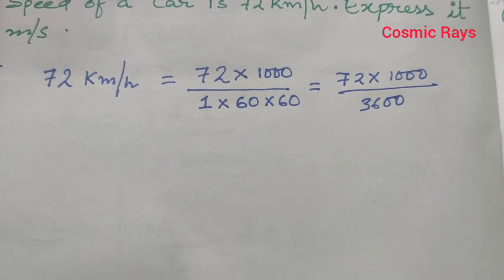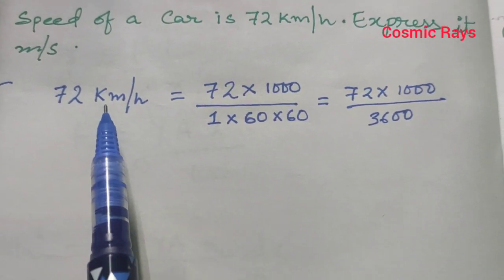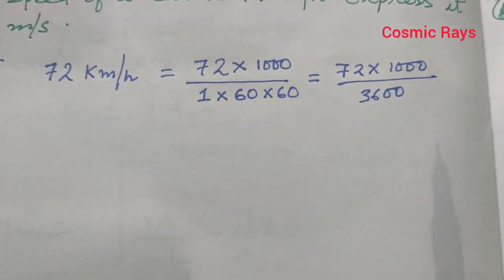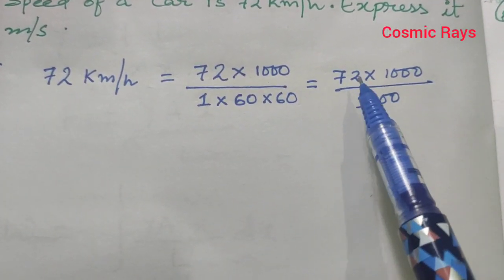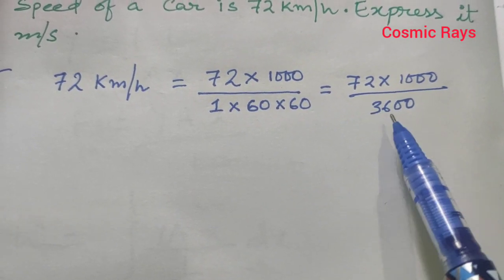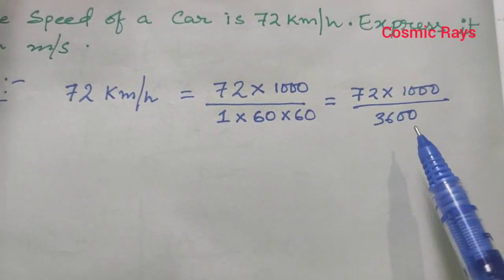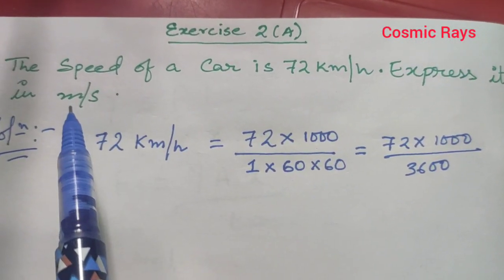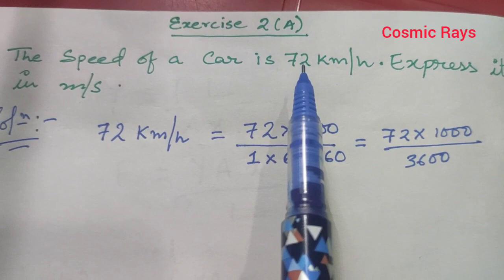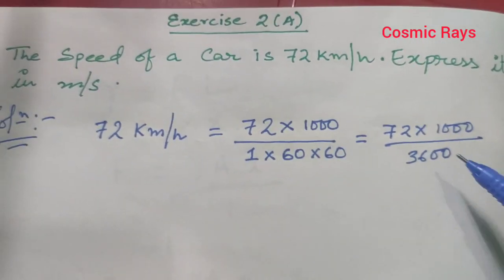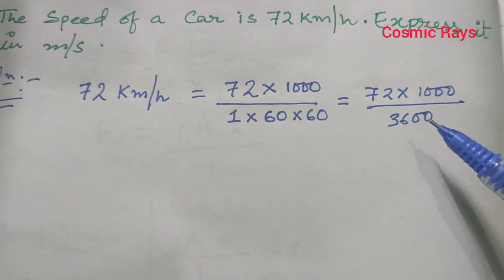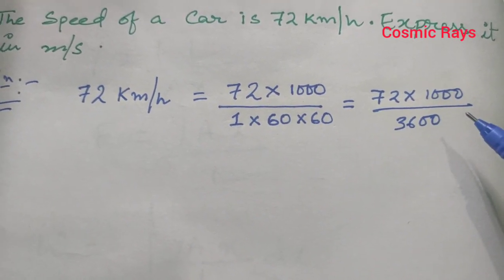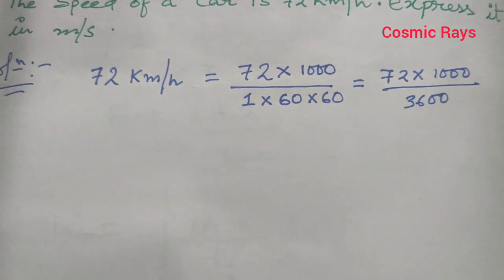Please remember that when we have to convert from kilometer per hour to meter per second, then we multiply the given number by 1000 upon 3600. If it's the opposite, if we have to convert from meter per second to kilometer per hour, then it would just be the reciprocal. That is, you multiply it with 3600 upon 1000.